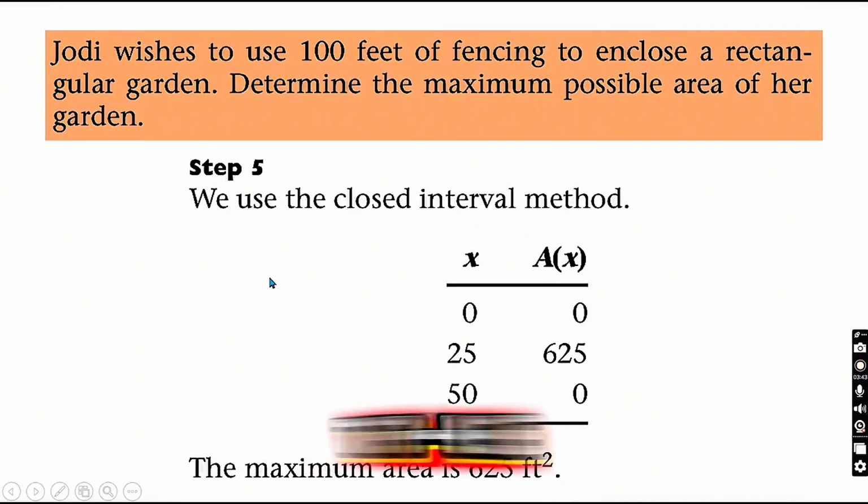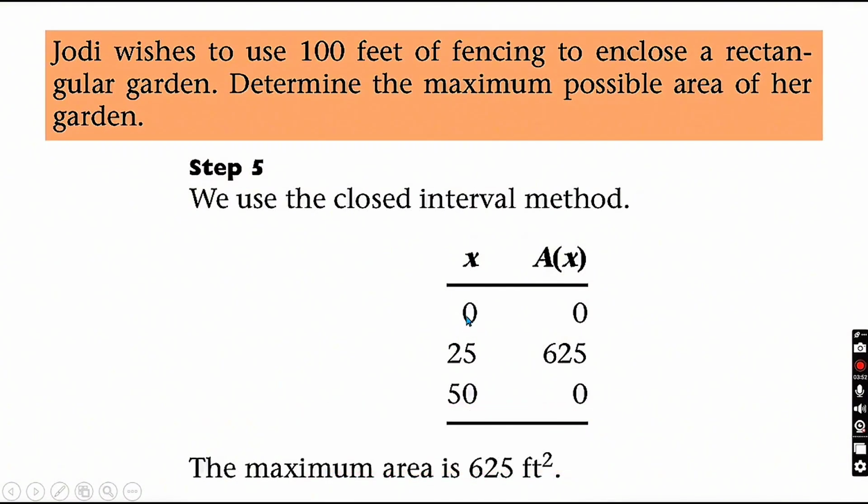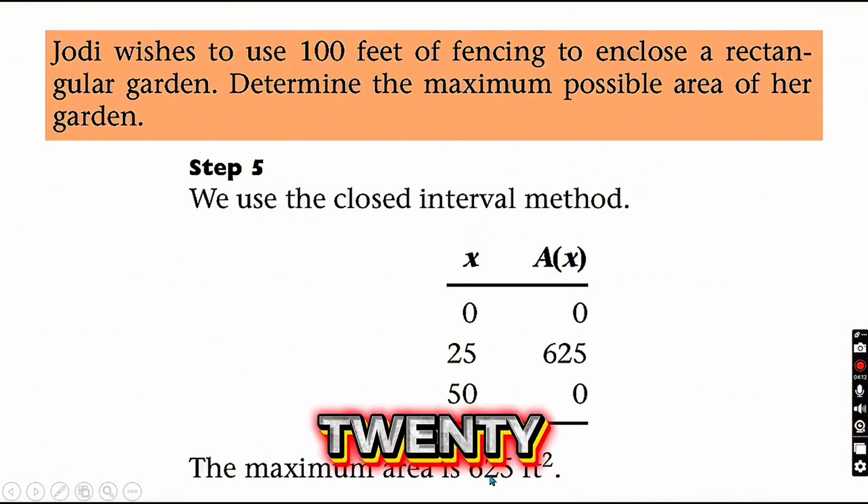To continue with the next step, step 5, we use the closed interval method. From the interval method, we can evaluate. If x is 0, A of x is also 0. If x is 25, A of x is equal to 625. If x is 50, A of x is equal to 0. From here, we can conclude that the maximum area is 625 square feet.